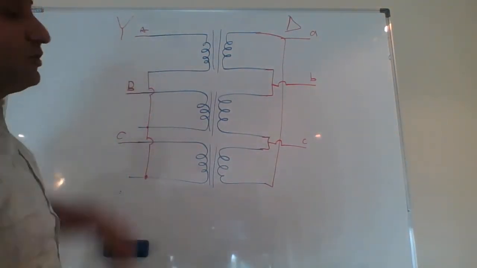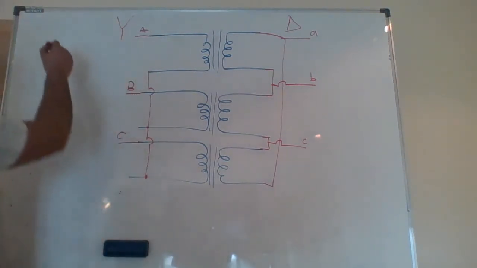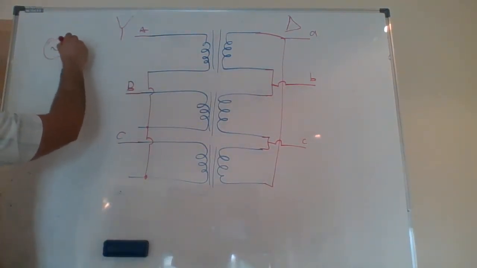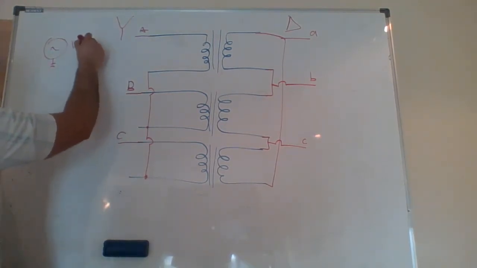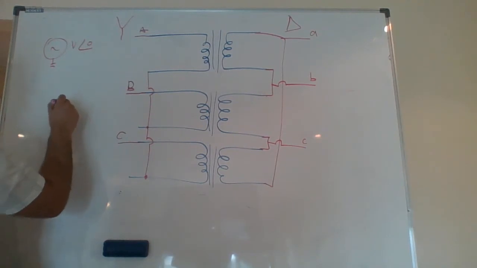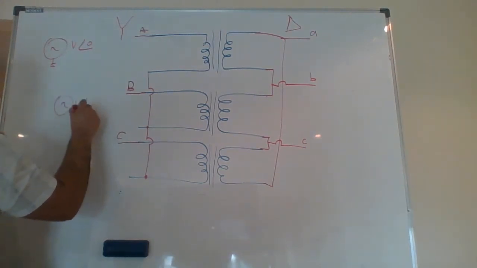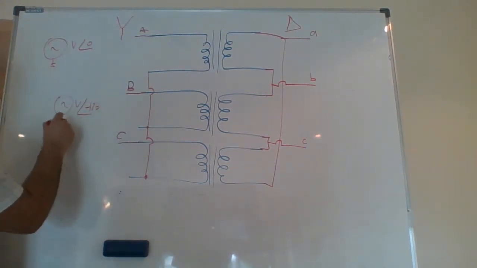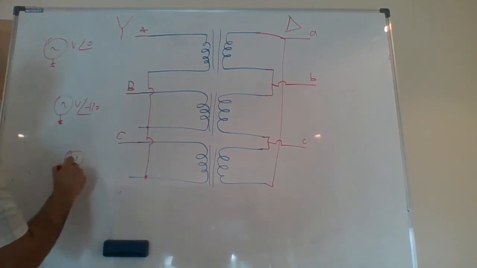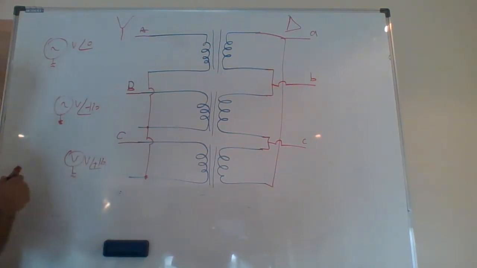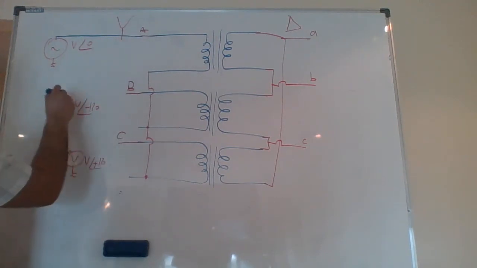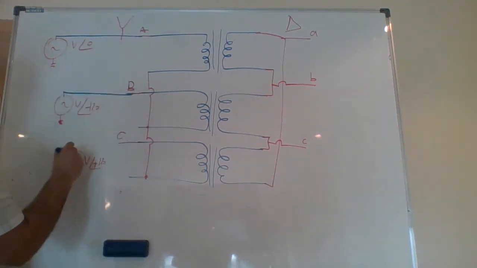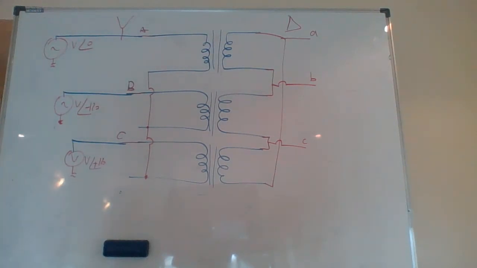How can I connect the voltage on this side? Look, if I have a voltage now, that's V angle 0. I have another voltage, V angle minus 120. I have another voltage, V angle plus 120. I connect this into A. This is my B, and this is my C connections.